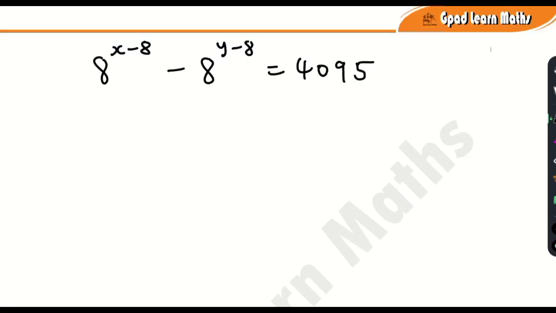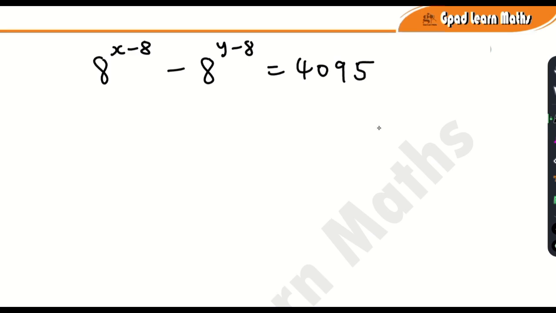In this video, we want to solve for the value of x and the value of y that will satisfy this equation. So we have 8 raised to x minus 8 minus 8 raised to y minus 8 is equal to 4095. Okay, so let's get started.